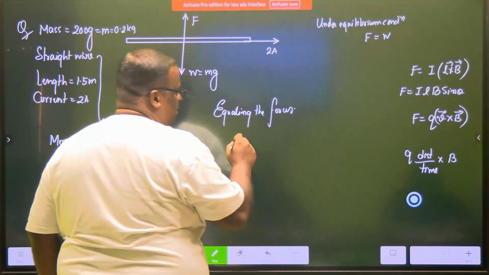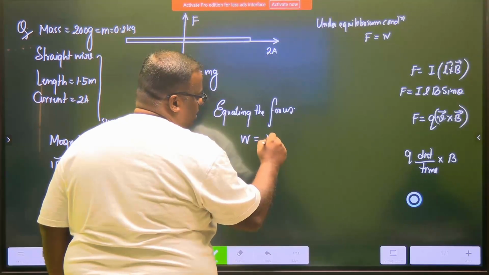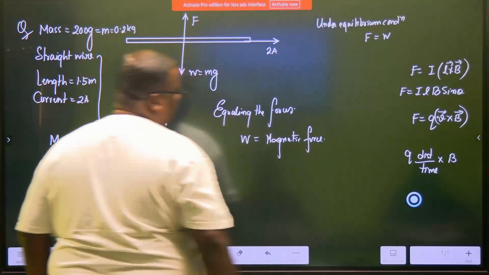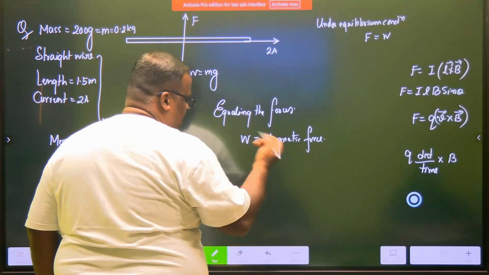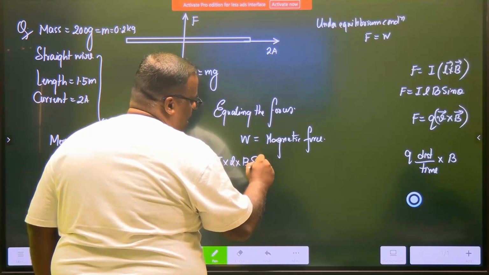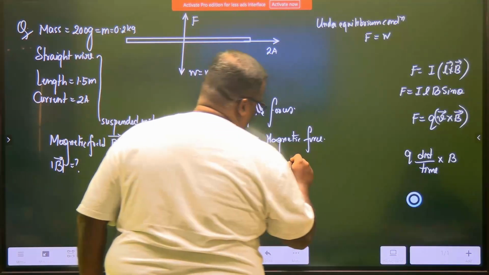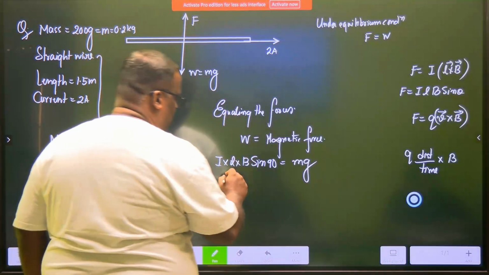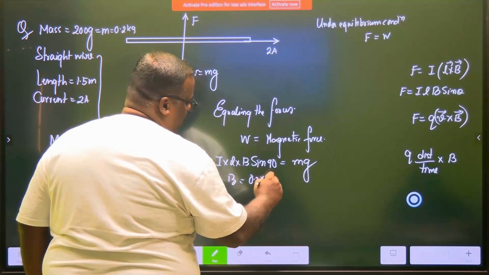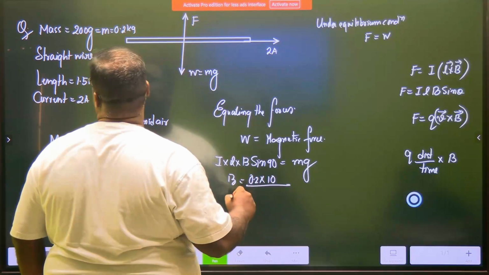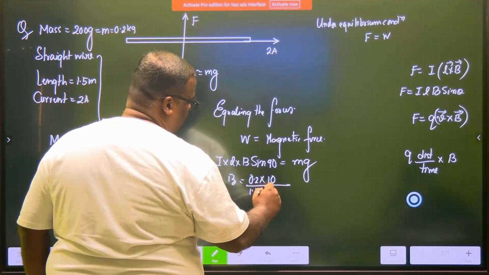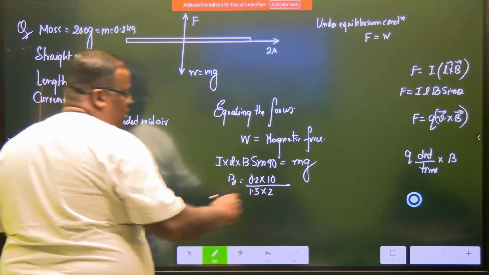just equate the forces, W should be equal to the magnetic force. Right? W is what? Or let's say the magnetic force. The magnetic force is I into L into B sine 90 should be equal to mg. I think now you should be able to find out the value of B. B is equal to M. M is how much? 0.2 multiplied by 10 divided by length. How much is the length? 1.5. And how much is the current? The current is 2. And sine 90 is 1.